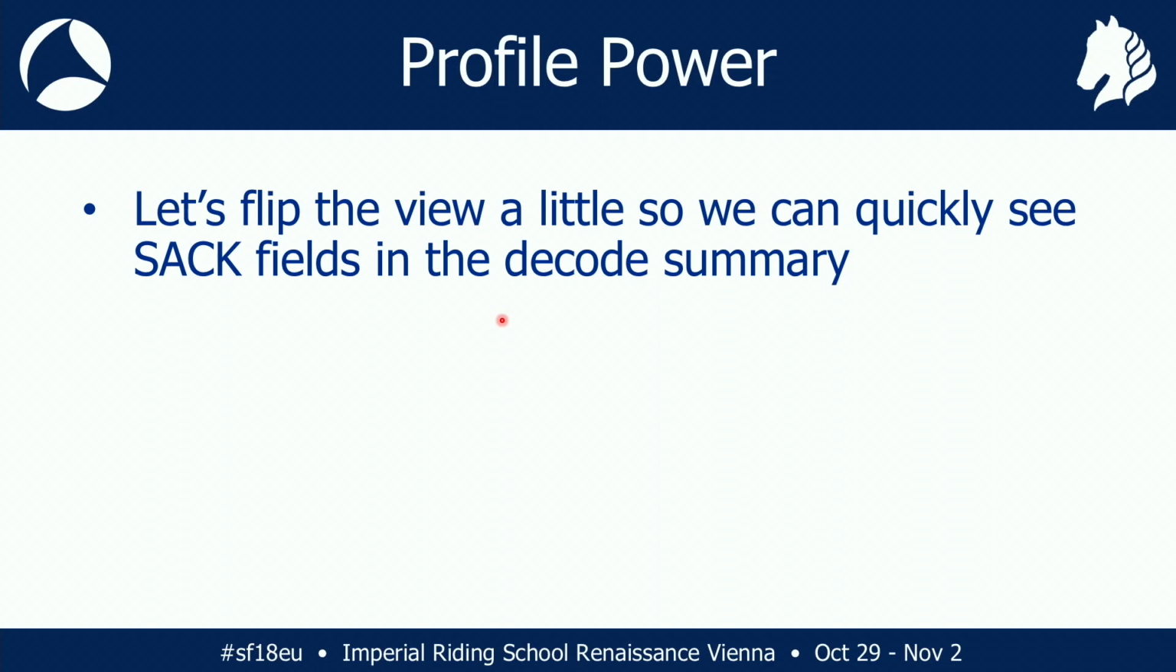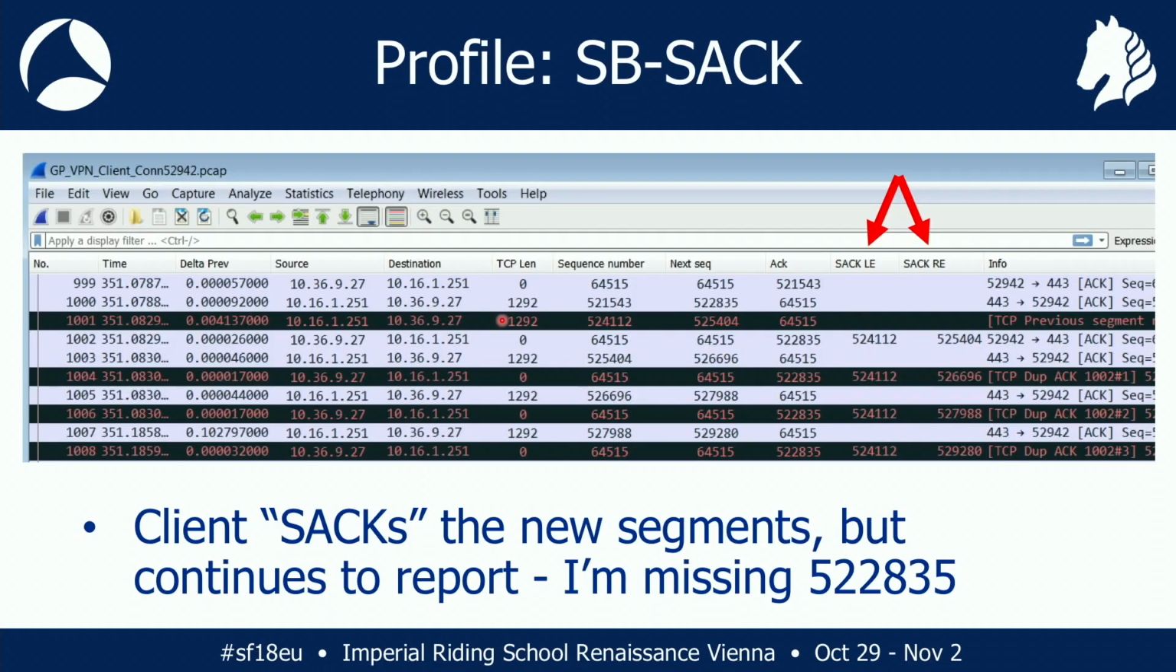So I want to use a different profile now so that we can quickly see the SACK field. There's a profile called SB-Seq that'll get uploaded. And you can see now that in our columns, we still have sequence number, next sequence number, ACK, and I've added in left edge, right edge. It turns out that the info field at this point is really not that helpful anymore because there's no protocol information to see, it's SSL. What really matters for this effort is the TCP level numbers.